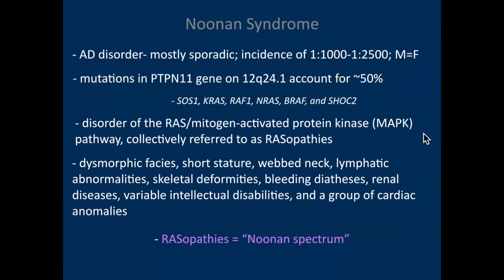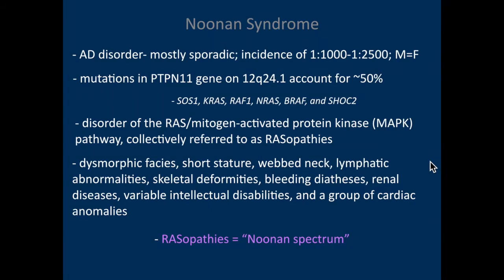But really, for the commonalities of these disorders or the Noonan spectrum, it's a disorder of the RAS mitogen activated protein kinase pathway, and they're collectively referred to as RASopathies. The common features include dysmorphic facies, short stature, webbed neck, lymphatic abnormalities, so they have a lot of crossover with Turner syndrome in the early trimester, but may include some other things that we can't typically pick up in a fetus, which include things like bleeding diatheses.